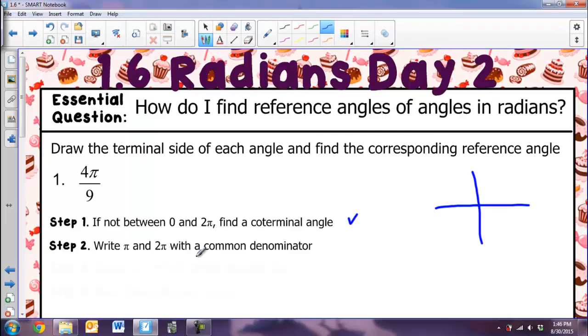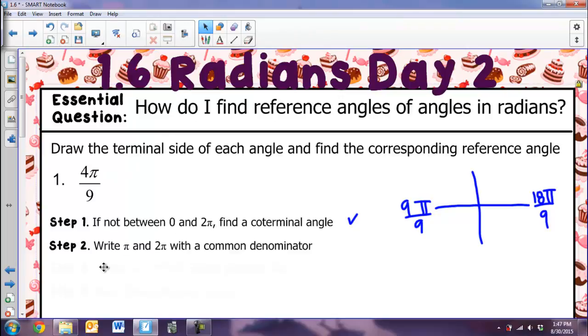Because remember, we're going to use that on my coordinate grid in order to make my sketch. So pi with a common denominator, remember we have to use the same one, so pi would be over 9, and I have to multiply the top and the bottom by 9, so 9 pi over 9. For 2 pi, we need to have the denominator be 9. You have to multiply the top also, so we would have 18 pi over 9. That gives me an idea on my coordinate plane where this angle is going to fall.